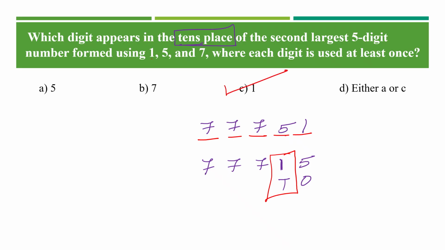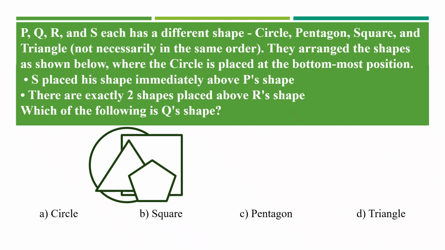Good one. Here we have the next question. The question is very clear. Well, we didn't even go through it. How can we say it is clear? Let's go through it. P, Q, R, and S each has a different shape. Let's assume P, Q, R, S are four people. Circle, pentagon, square, and triangle, not necessarily in the same order. These four people can have any of these shapes with them.